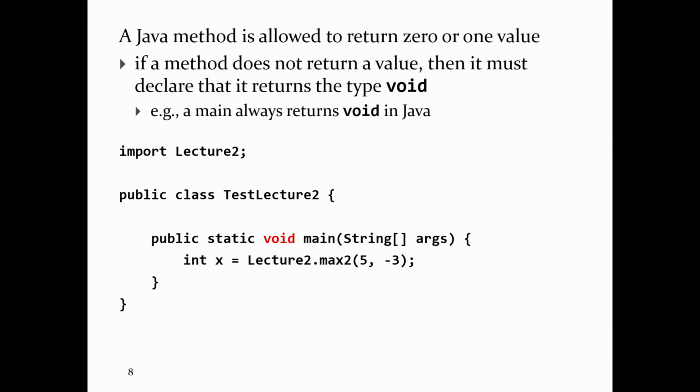If a method returns no value, then you should use the keyword void to indicate that. So main is a method that returns no value. That's why it's always public static void main. Void means the method returns nothing. Any other type indicates that the method returns a value of that type.